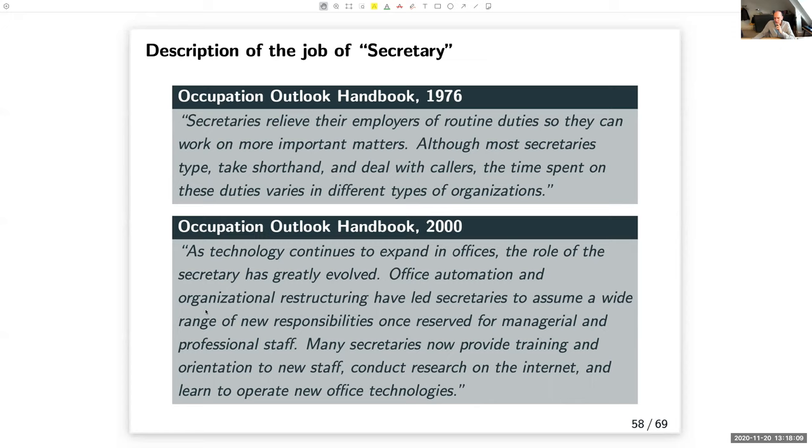Again, if you take the model seriously, what you would predict is that within occupations, there's also been this shift away from routine towards non-routine. In 1976, secretaries were doing routine duties, and in 2000, technology had changed what these secretaries did, and they had to be a lot more creative in terms of doing non-routine tasks than the routine duties they had to do initially. So this is just an example.